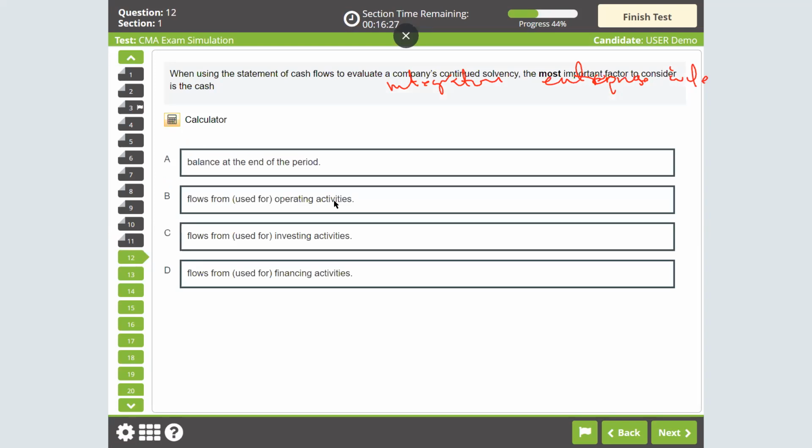Question number 12. Let's come here and clear this. Okay, question number 12. When using the statement of cash flows to evaluate a company's continued solvency, the most important factor to consider is the cash. What is solvency? You need to know what solvency is. The ability to pay debt as they arise.